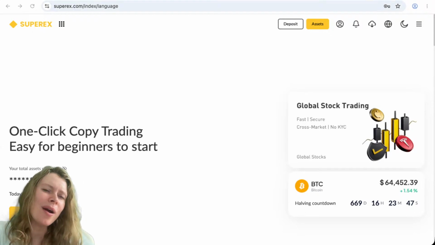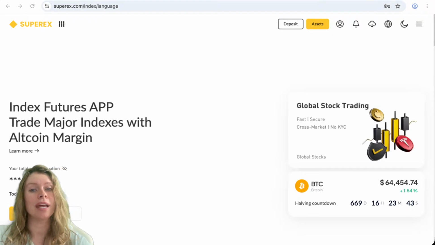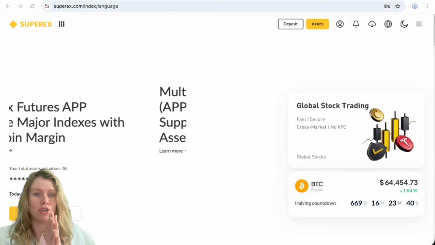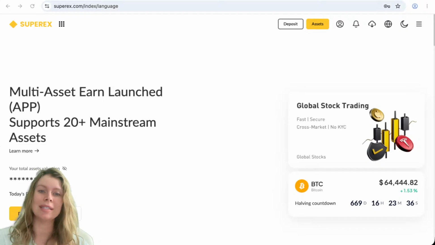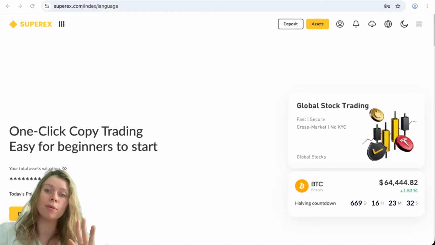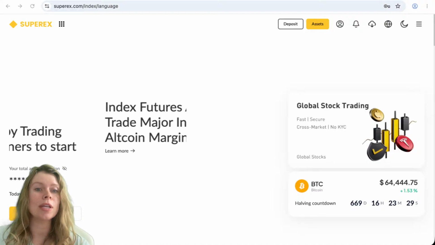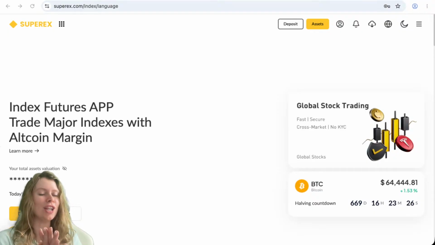What if I told you there was a way to make money on crypto futures without ever placing a trade yourself? No charts, no leverage decisions, no 3 a.m. liquidations. Today I'm showing you SuperEx copy trading, where you pick a top performer and the system literally mirrors their every move into your account. That's what we're going to look at today.